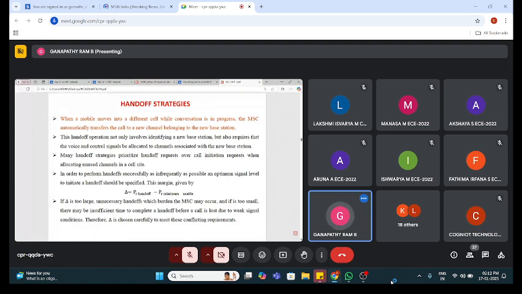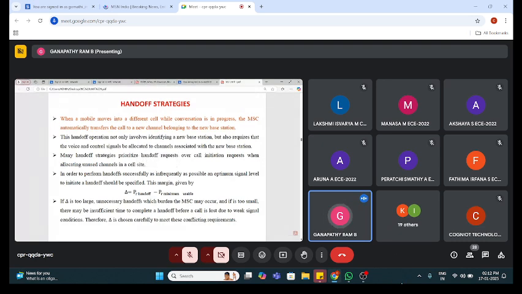For this handoff to be initiated, there should generally be a minimum power level. The mobile equipment has to maintain a minimum power level to maintain a call. So if the power level goes beyond that limit, then the handoff will be initiated.